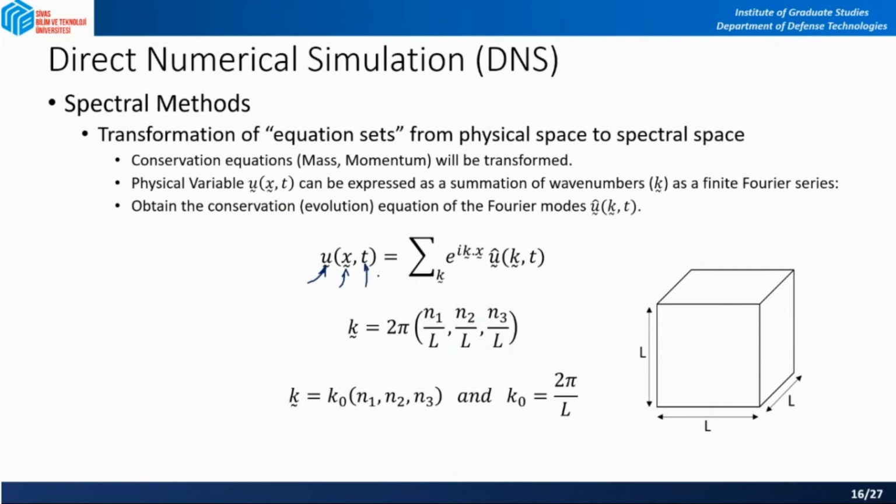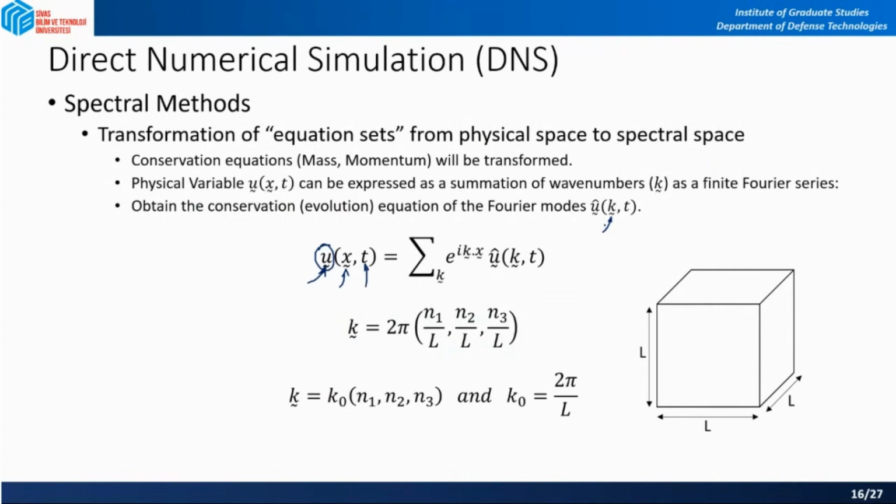All the conservation equations, like the mass conservation, momentum conservation, and energy conservation, are written in terms of this u tilde. Again, it is the instantaneous velocity field, don't forget. But we don't want to use this u tilde. So we can express it as a summation of wave numbers. And the wave numbers are actually k, this k tilde, and it is a vector in three-dimensional space.